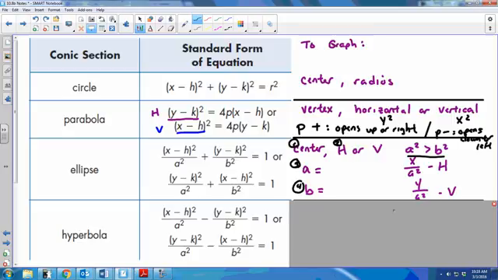Questions about an ellipse? And a hyperbola. You should be able to figure out what's a hyperbola really easily because you have two square terms and there's a minus sign in the middle. That's important. What do you need to know to graph a hyperbola?